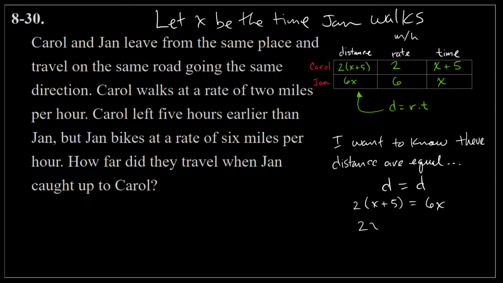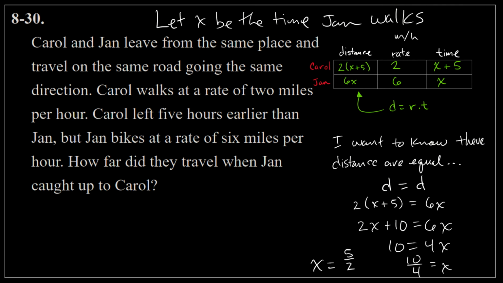Jan rides her bike. So then 2x plus 10 is going to equal 6x. 10 is going to equal 4x. And x is going to be 10 fourths or 5 halves. Okay, so we know exactly what x is. And at this point, I think we're ready.